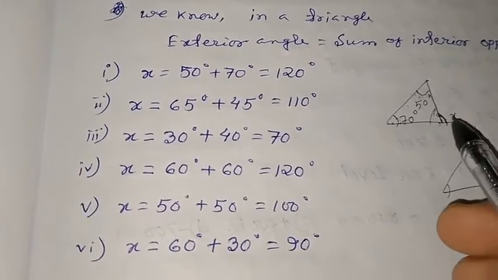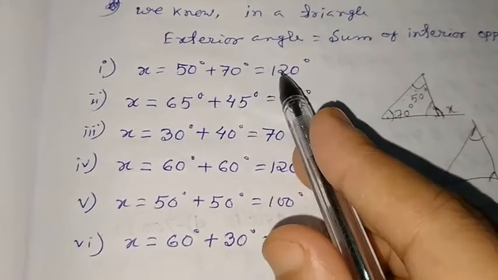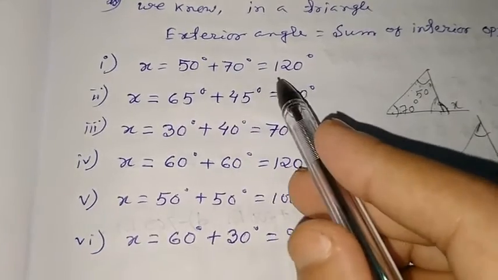So we can write x equals this angle plus this angle, equals 50 degrees plus 70 degrees, equals 120 degrees. Okay, so the answer is 120 degrees.